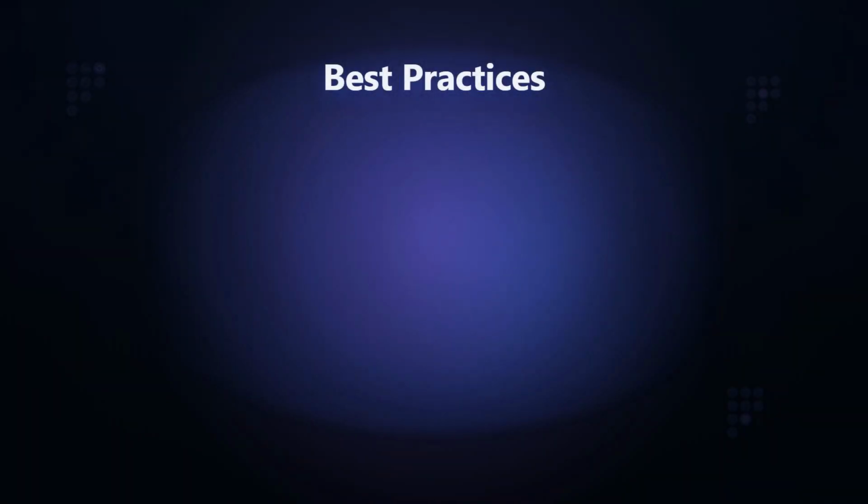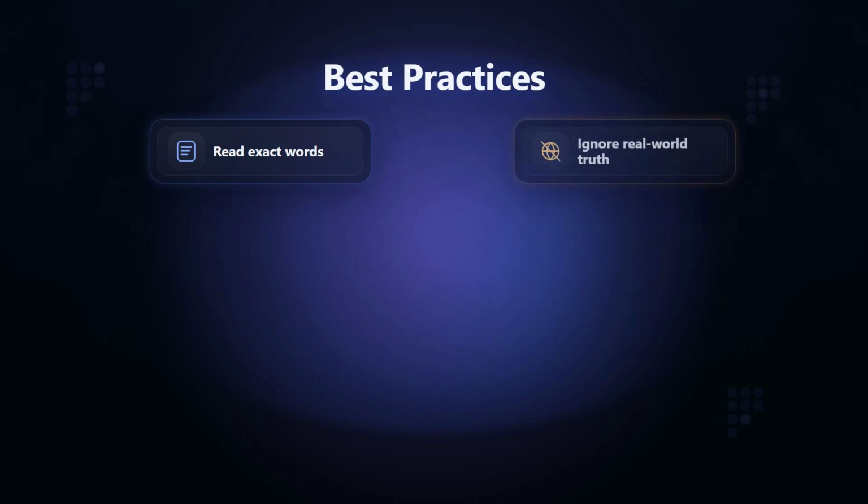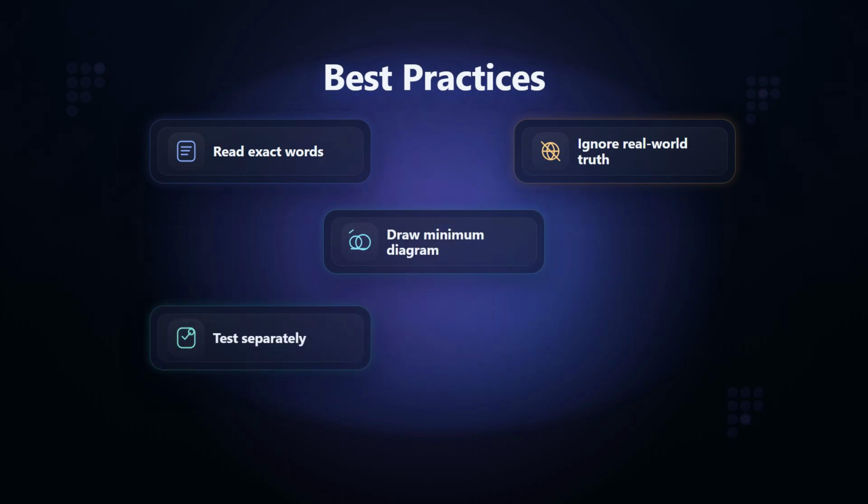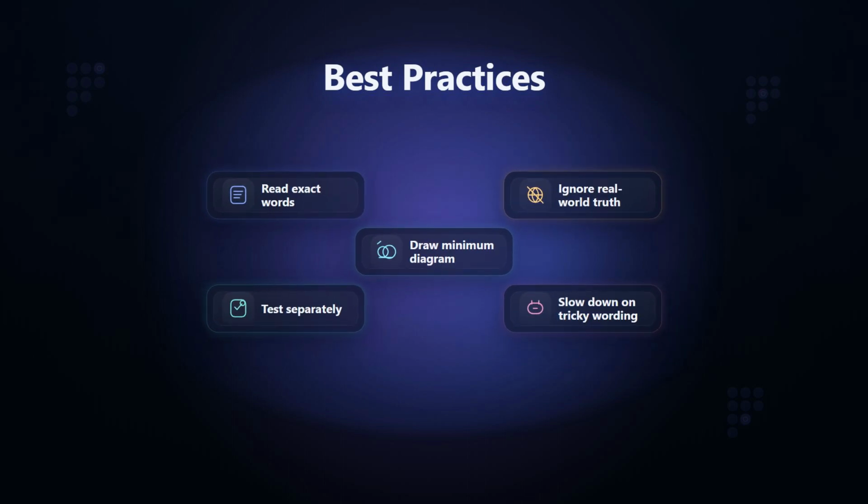Here are the best practices to solve syllogism questions faster and safer. First, read the exact words. One word can change the whole logic. Ignore real-world knowledge, use only the given statements. Draw the minimum diagram. Test each conclusion separately, and finally, slow down whenever you see possibility, either-or, or only a few. Good syllogism solving is disciplined reading. That's it.